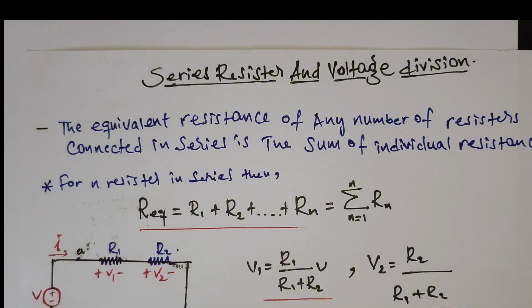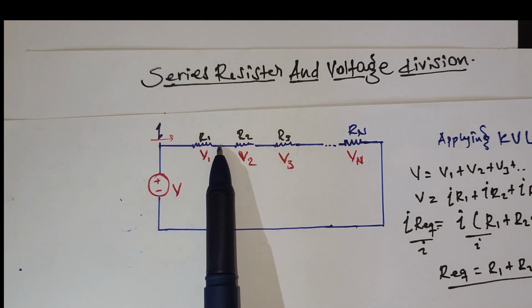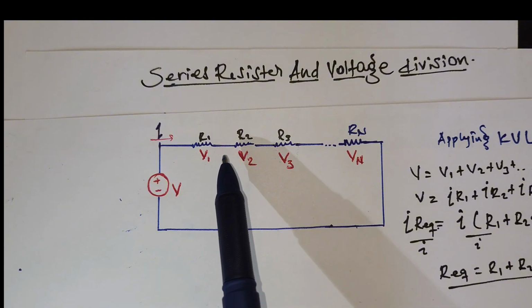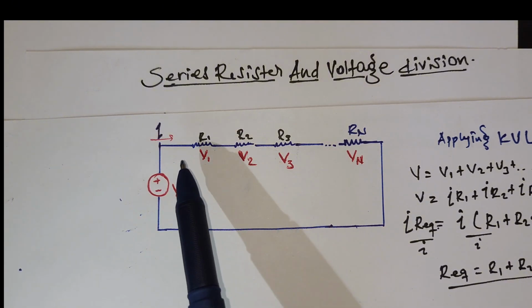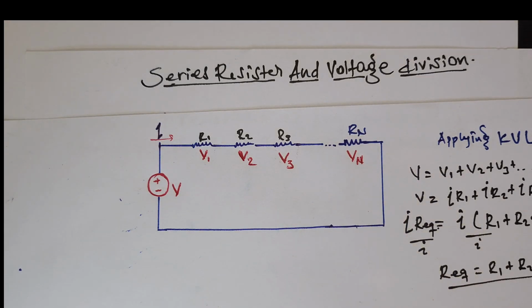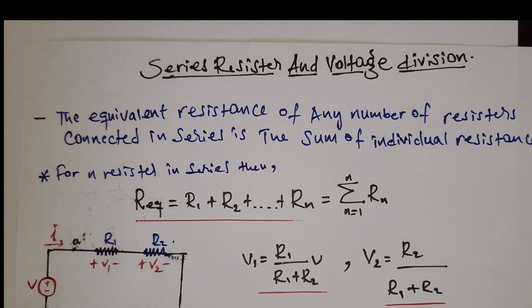So elements are said to be connected in series when they are connected end to end, cascaded end to end, without any other branch crossing between them. When they are connected end to end like this, they are said to be in series. So the equivalent, or combined, resistance of resistors connected in series is simply the summation of the individual resistors.